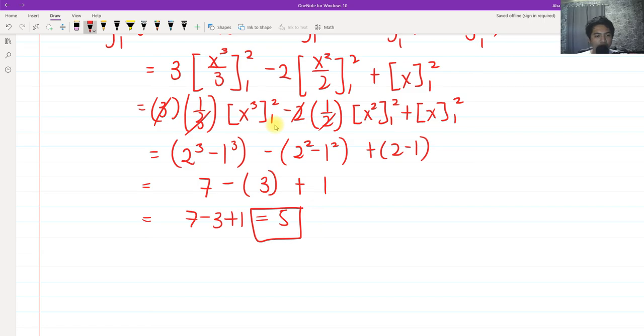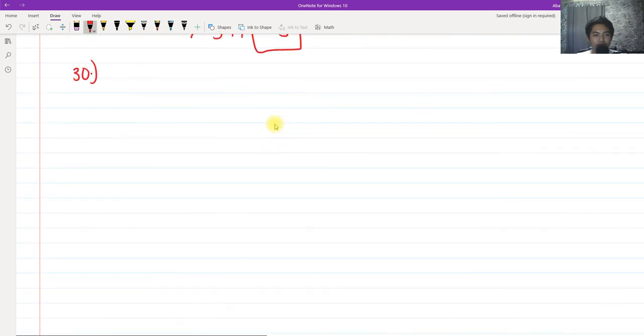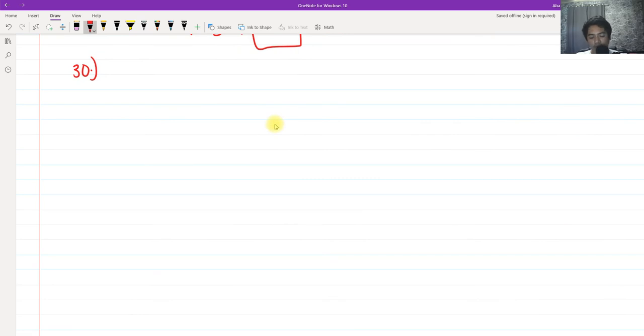And lastly, for our number 30 of the 1001 solved integrals, so we have the integral of x multiplied by 2 minus square root of x.